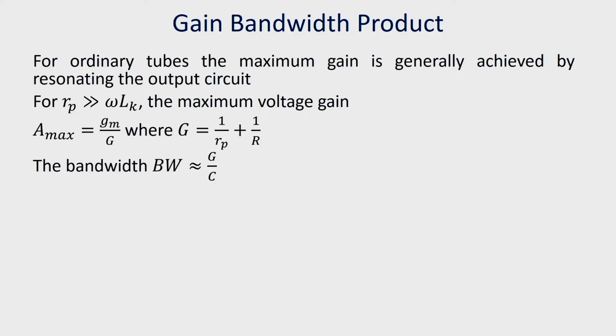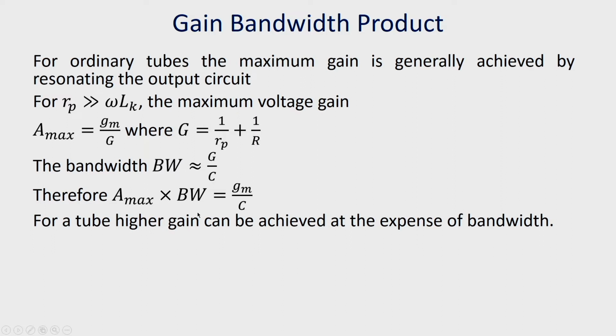And if we find the bandwidth, it will be approximately G by C. And therefore, the product of A max and bandwidth is equal to gm by C. Now, we find that for a given tube and a resonant circuit, the right hand side is independent of frequency, and therefore, if we want to maximize the gain, we will have to do it at the expense of bandwidth. So, for this type of tubes, higher gain can be achieved at the expense of bandwidth.